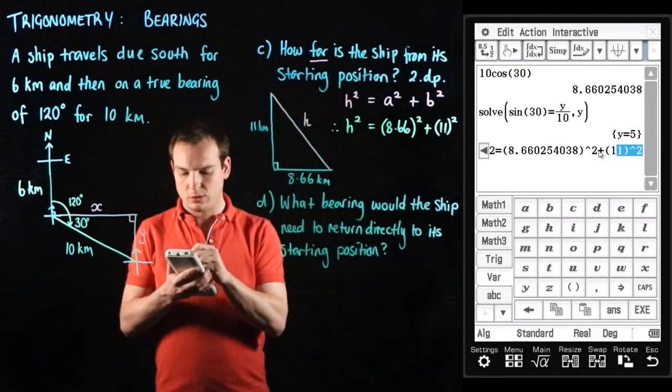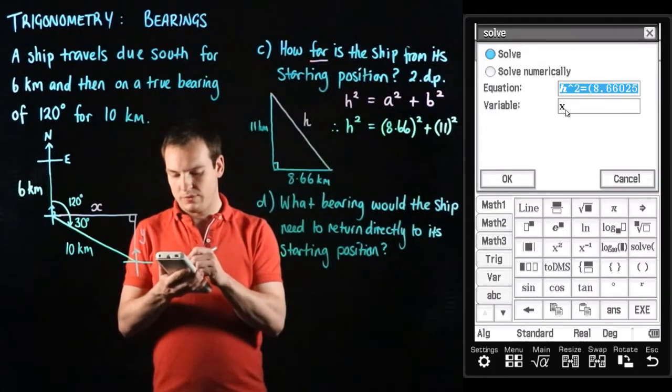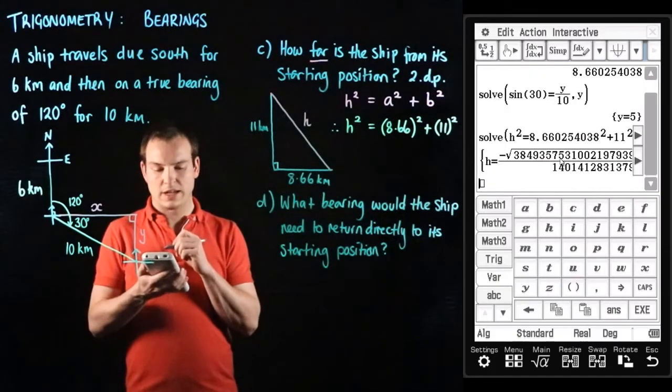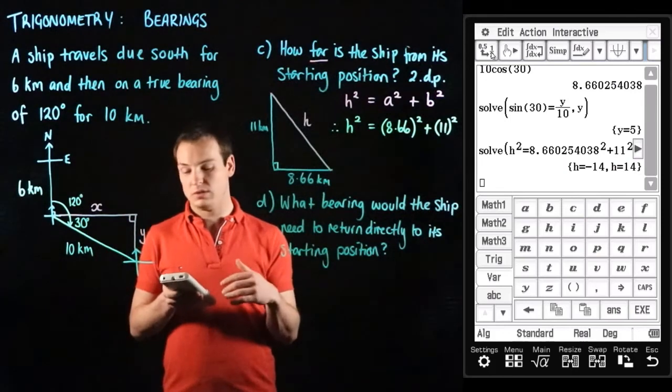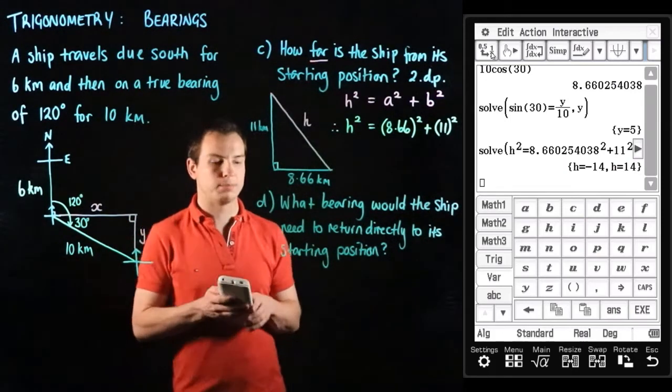From here, we highlight all of that and go interactive, equation inequality, solve. And we want to solve that for the variable h. And if we click OK, that will give us an answer. And that answer actually turns out to be an exact value. So that exact value is 14 kilometers away from its starting position.